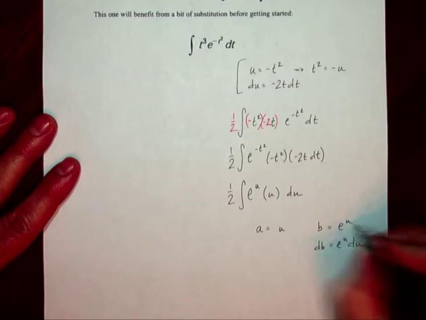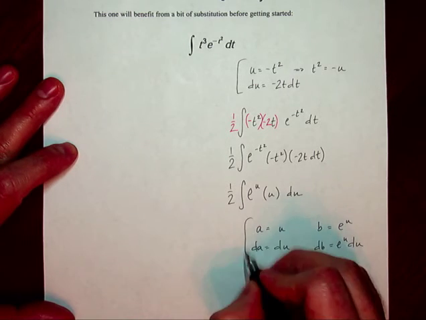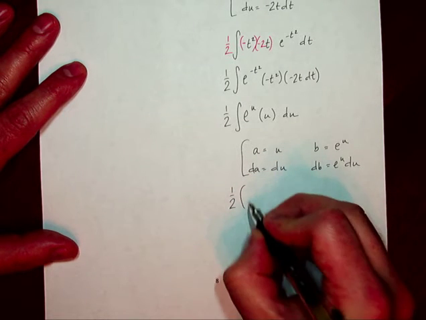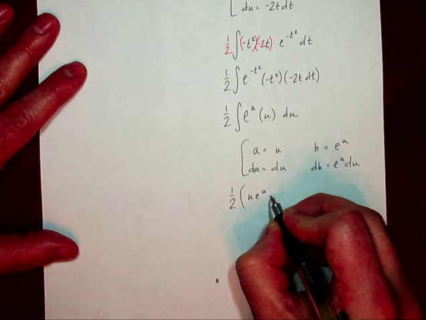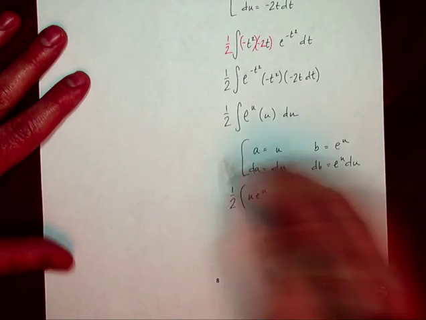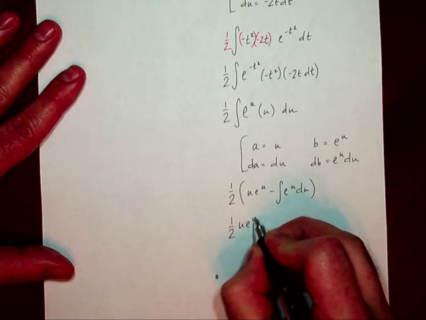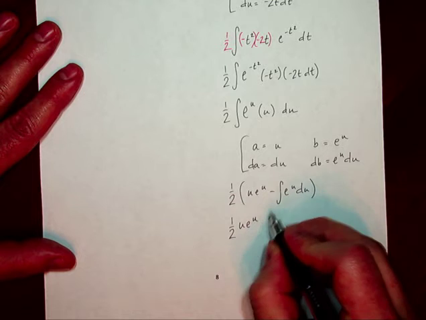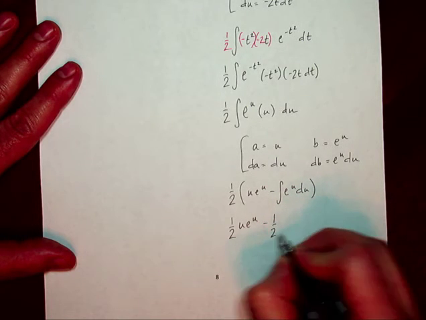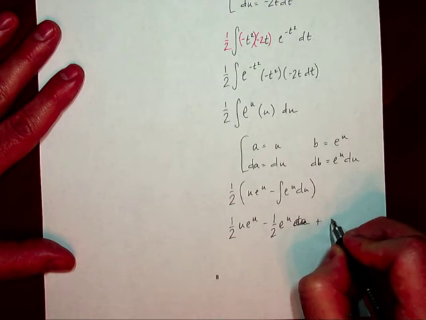Anti-differentiate, that becomes e to the u. Differentiate this, that becomes du. And so what I have here is 1/2 u e to the u minus the integral of e to the u du. And we've done this before. I mean, this was the first one that we did, u e to the u. And then, of course, this is going to be minus 1/2 e to the u, plus c.